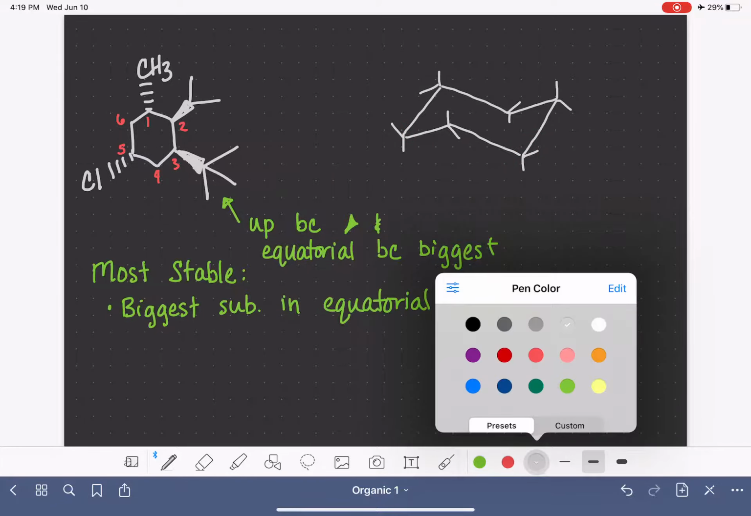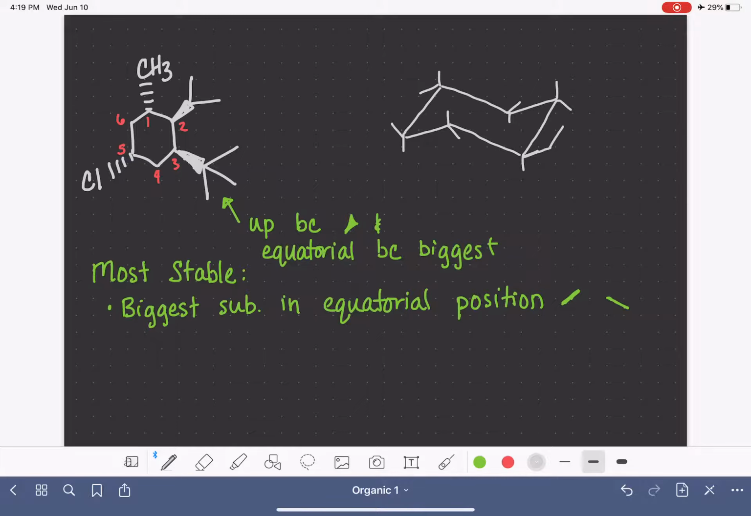So I am going to put my tert-butyl group right here, up and equatorial, which means that this guy is going to be carbon number 3. And this will be 4, 5, 6, 1, and 2. So I just made that decision based on where I wanted to start drawing the tert-butyl group.